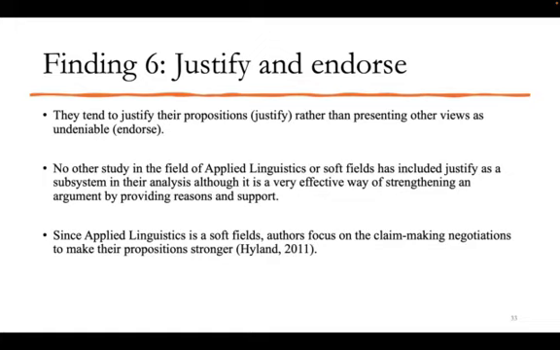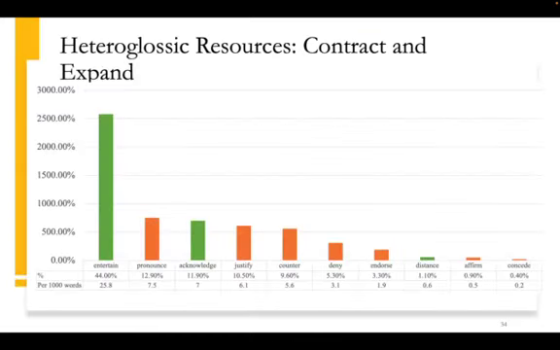But I have Hyland in 2011, who suggested that authors in soft disciplines focus on claim-making negotiations to make their propositions stronger, which could be used as a support to our finding in here that justify resources are used more in the articles we have analyzed in applied linguistics, which is a soft discipline as well.